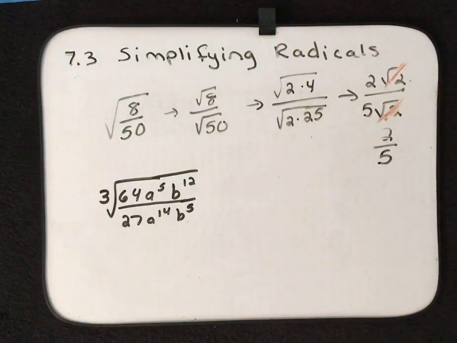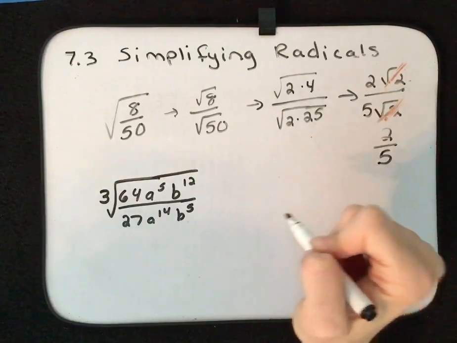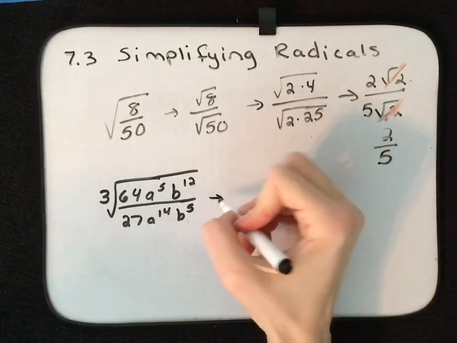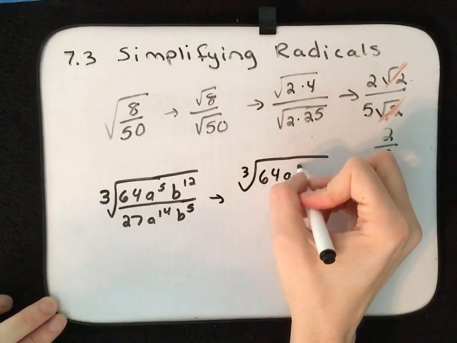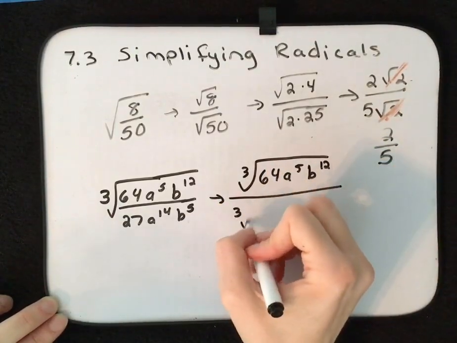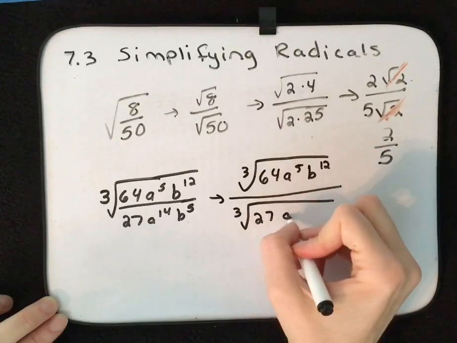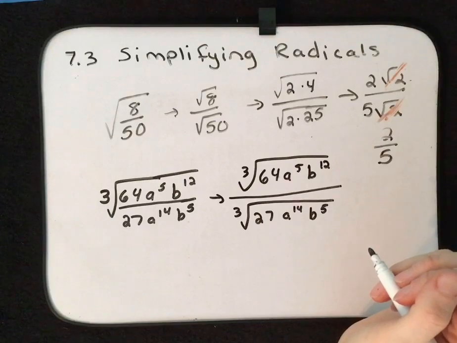You could split it and do the cube root of the top and then do the cube root of the bottom. You could simplify inside your cube root first and then look at what you have from there. Either way works just fine, it's just a preference. We are working with simplifying radicals, so how about we keep our radicals so we can get a little bit more practice there. So that would look like the cube root of 64a to the 5th, b to the 12th, all over the cube root of 27, a to the 14, b to the 5th. So let's look at our pieces one at a time.